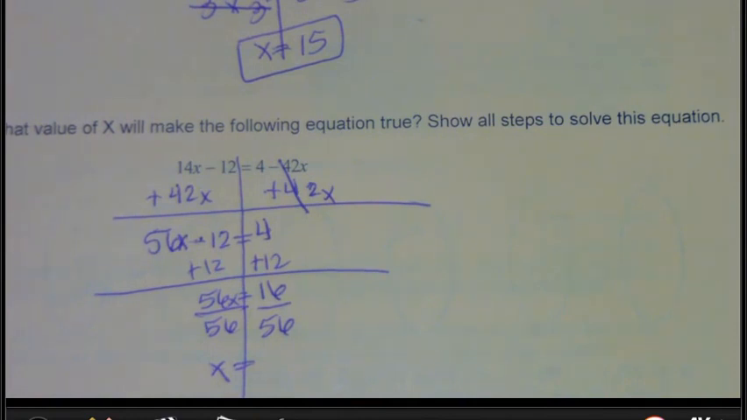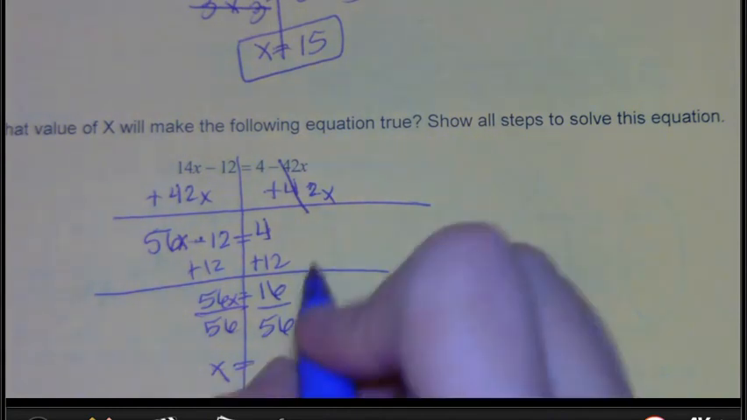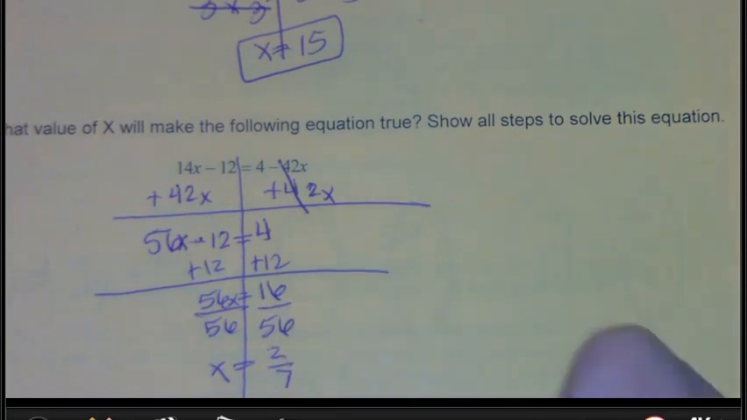14 plus 42 is 56. 4 plus 12 is 16. I did? Yep, I did do that right. Okay. And then divided by 56 gives me that number. Let's see, can we change that into a fraction? Yep, and we can, and it's going to be 2 over 7.